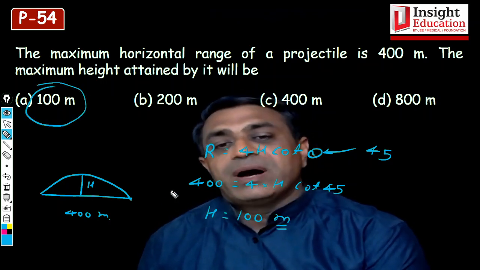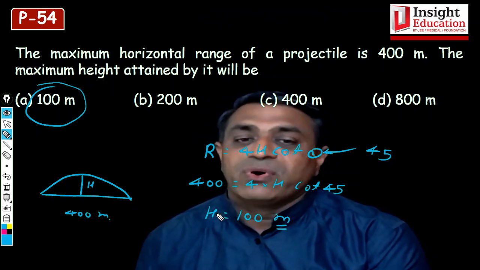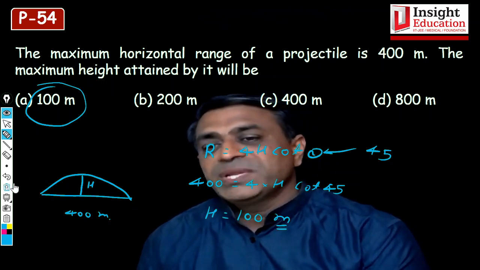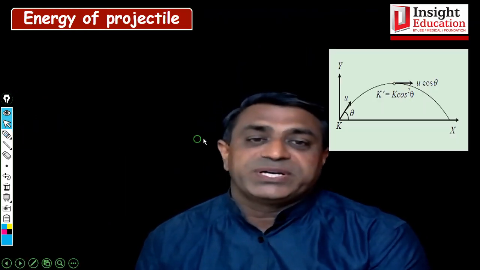And already we know R is equal to 4h. Clear? The examples are comparatively simple. So next is the energy of the projectile.